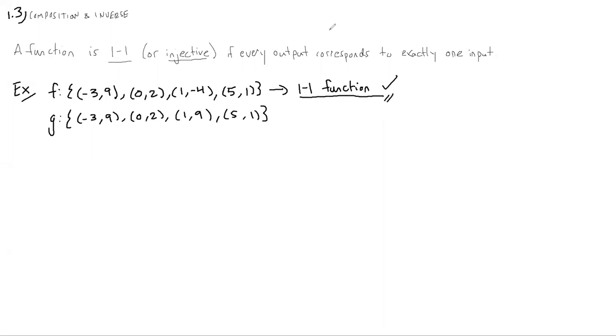And the second one, we're going to run into a little bit of a problem because both -3 and 1 map to 9. So this output 9 corresponds to two different inputs. So because of that, it's not a function. Sorry, it is a function. It's not a one-to-one function.